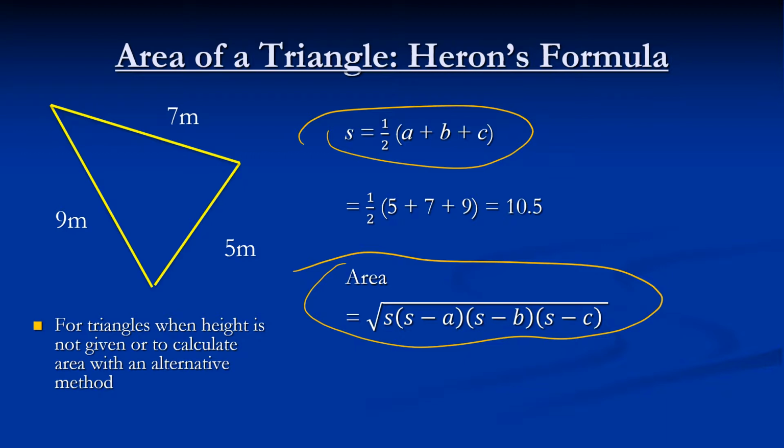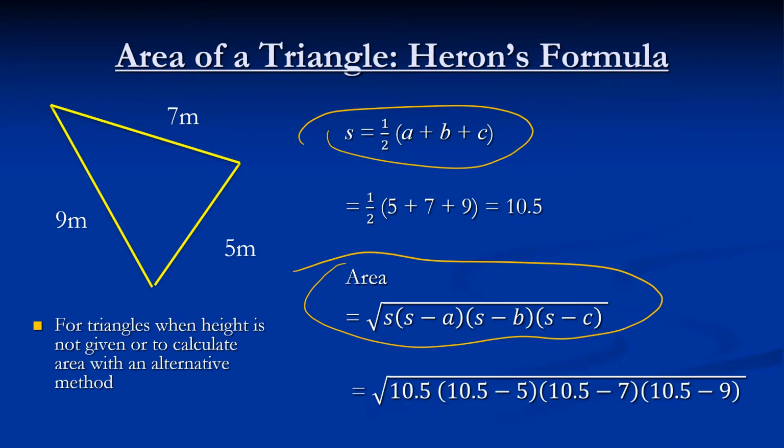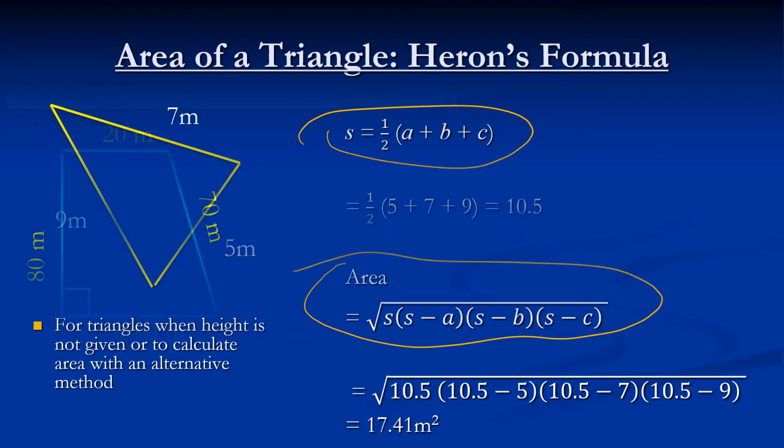If we look at this example here, we've got 9, 7 and 5. If I add 9, 7 and 5, that's 21. Divided by 2, that should be 10 and a half. So all we do now is substitute into the formula, and our calculator spits out 17.41. The answer will be, in this case, in square meters.